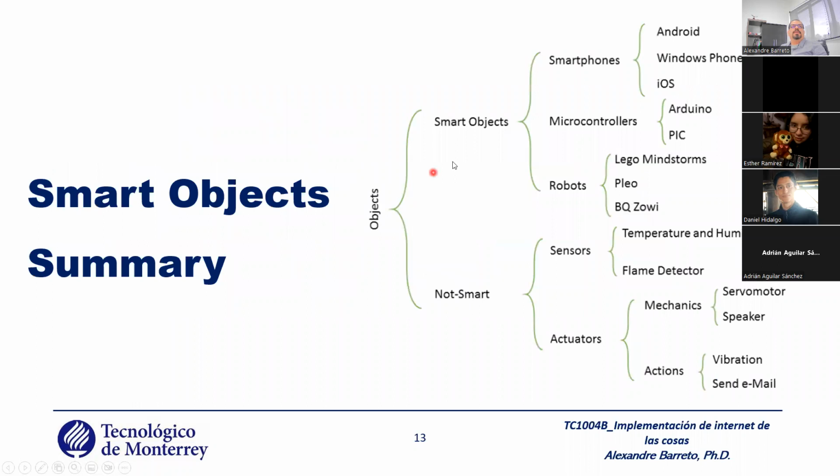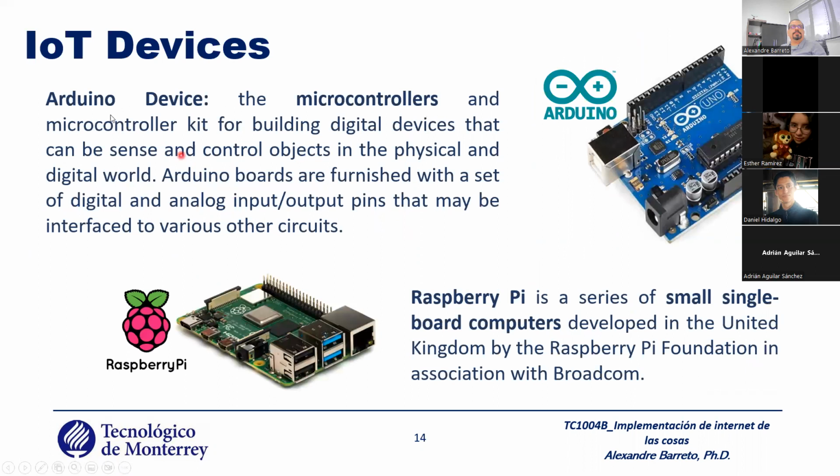Okay, here you have a list of what is a smart object and what is not. You'll see that not smart is a sensor, an actuator, a simplistic sensor. However, a smart object is, for example, a smartphone, for example, on Android, because the Android has sensors and actuators and can interact with other objects. Microcontrollers like Arduino, PIC, and Raspberry, and robots and others. Okay. So one example is the Arduino device.